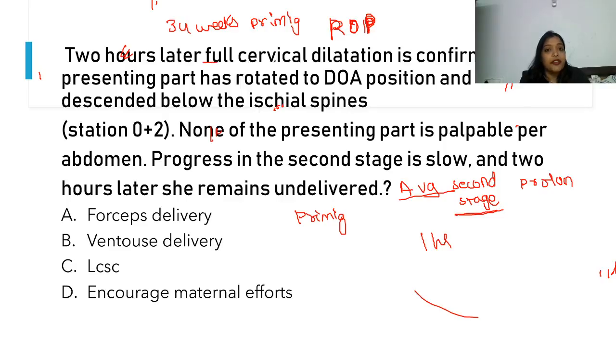Two hours later full cervical dilatation is confirmed. From 10 centimeters only your second stage will start. In the second stage she already waited for 2 hours. So I can give 1 more hour plus 1 hour, so 3 hours I can wait. So it is a prolonged second stage for her.